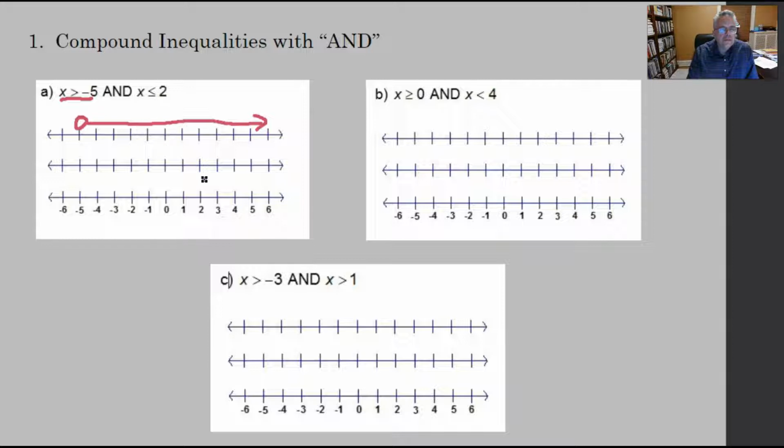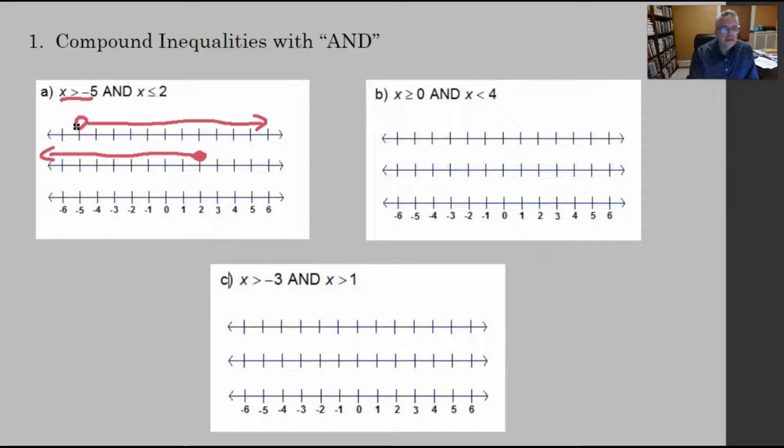x less than or equal to 2, that's the other inequality. And so I'm going to put a solid dot at 2 and an arrow to the left. Both of those are called simple inequalities. And now we're going to make a compound inequality that's made from both of those. So we want all the values of x that are on both graphs.